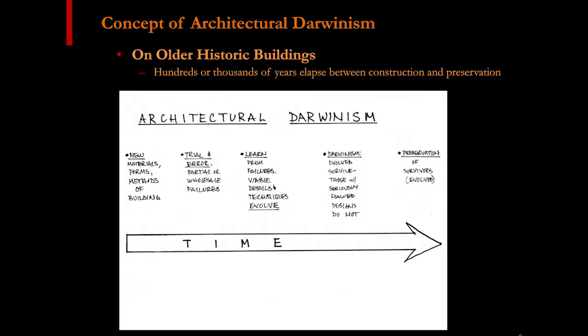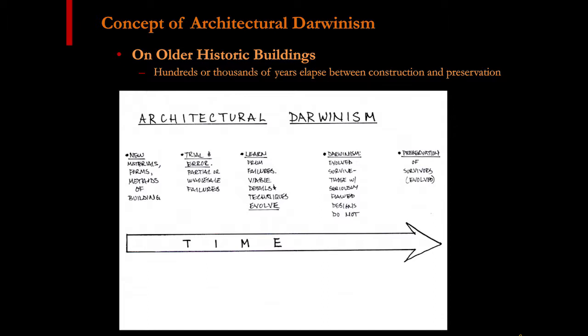So I'd kind of diagram this process of architectural Darwinism like this. So when you have a new material or a form or method of building, like a tall, slender, unreinforced Northern French Gothic cathedral, people are figuring stuff out. They're figuring out how to make it work. There's a lot of trial and error. They learn from failures, their own, and from their colleagues who are trying similar things.